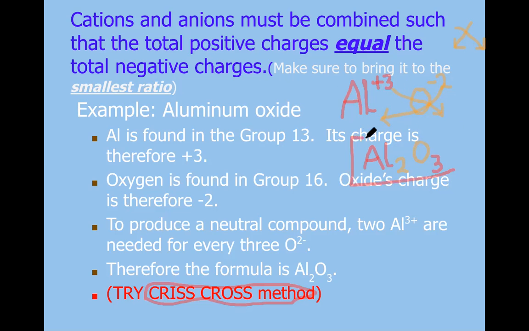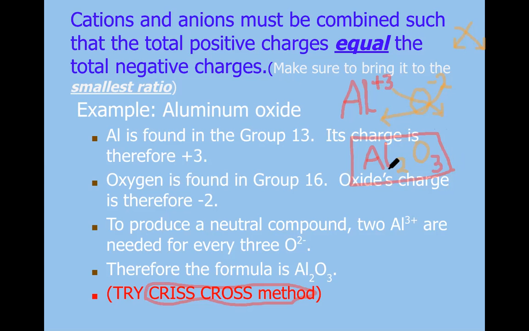So what does it mean? It means 2 aluminum atoms need 3 oxygen atoms to form the compound. You want to check, are we doing the right thing? How do I check? I'll show you how to check that quickly, whether this is right or not.